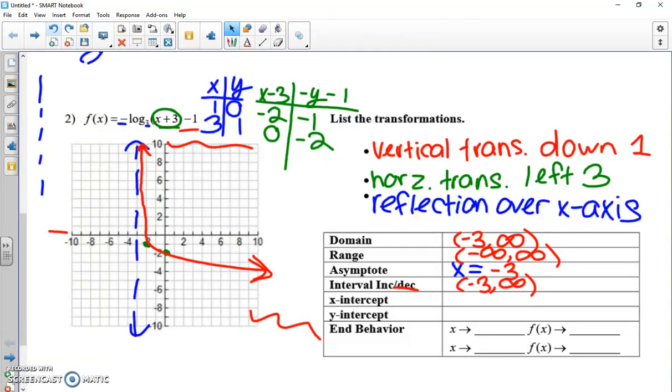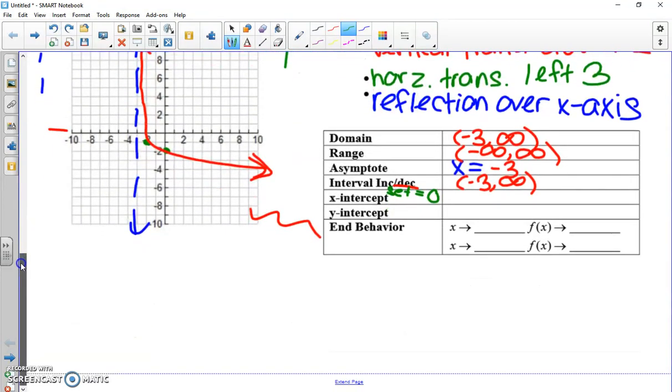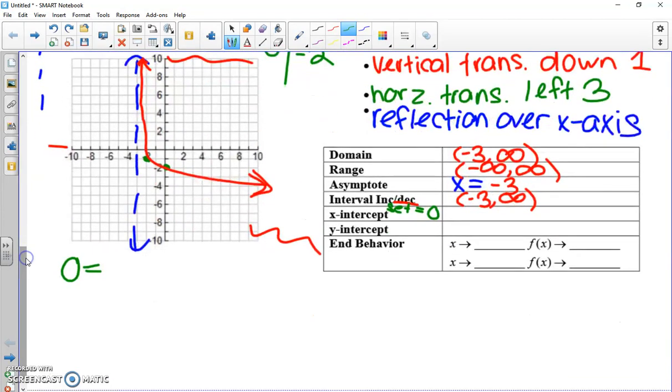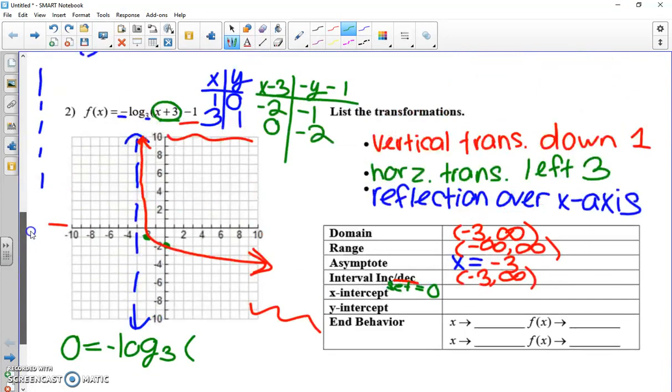Our x-intercept, we can't really tell. We know it's going to be somewhere around here, like -2 point something, but we can't really tell. So whenever you can't exactly tell, you have to solve for it. You cannot guess. So we're going to set our equation equal to 0, and we're going to solve for x. Remember, every time we solve for x, like we did in the last unit, we were solving for the x-intercept. That's what we're always solving for when we solve for our x values.